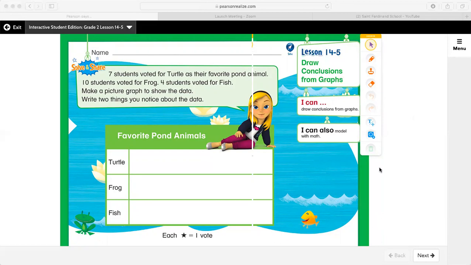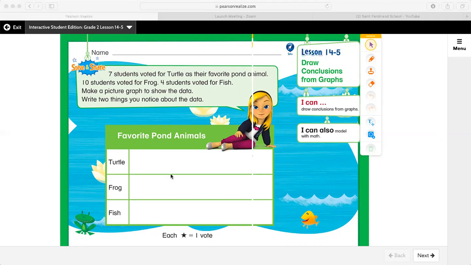So now we'll focus on the 2 things that each of them noticed from their graph. So we'll look at Mike's first. Mike said that one thing that he noticed is that frogs have 10 votes, which is the most out of all 3 animals. So our 3 numbers are 7, 10, and 4. 10 was for frog. He is correct, right?